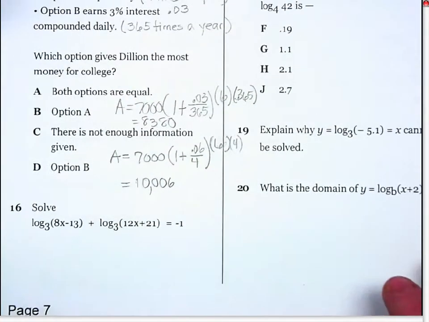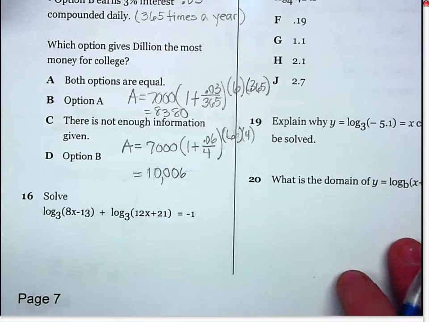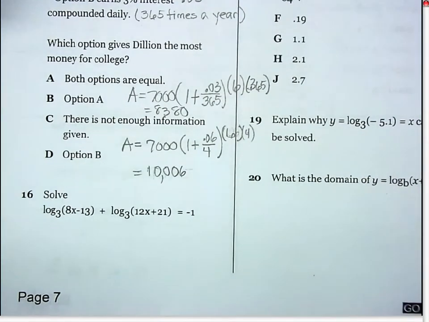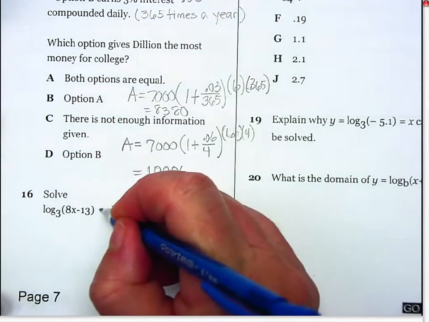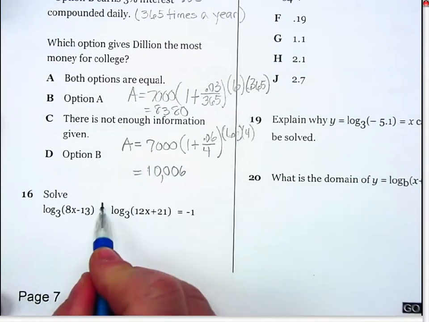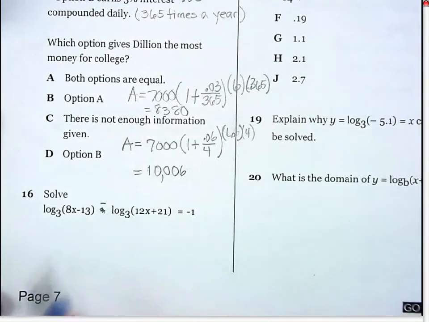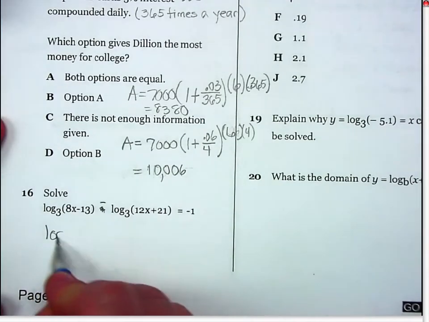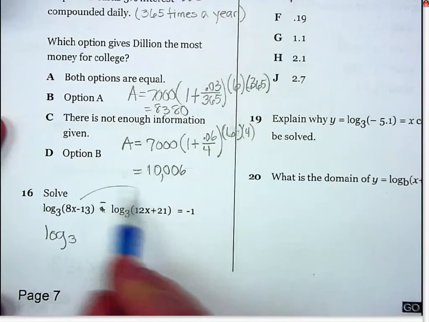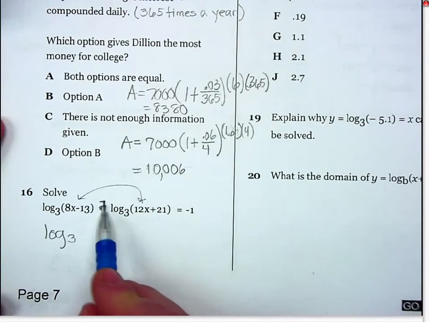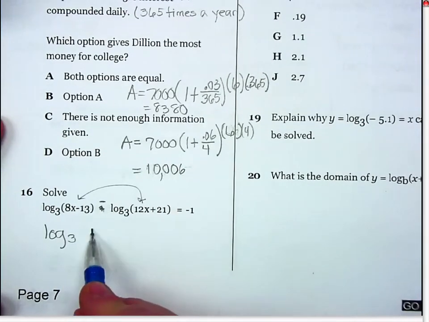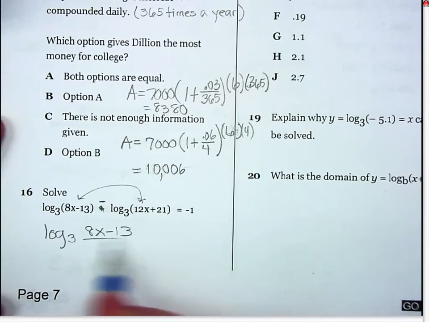Okay. How did you solve this one? Oh, this one we had to change, didn't we? We made a change. Subtraction, which we will be doing. It makes it a lot easier. So log base 3. And how do you combine these two? Subtraction means we're going to divide. 8x minus 13 divided by 12x plus 21.